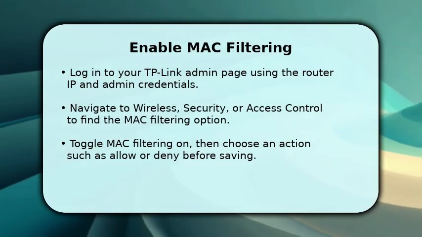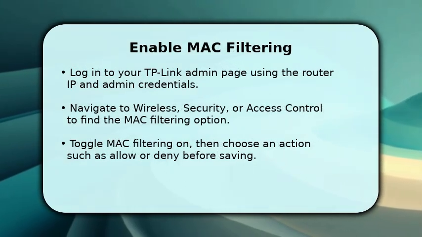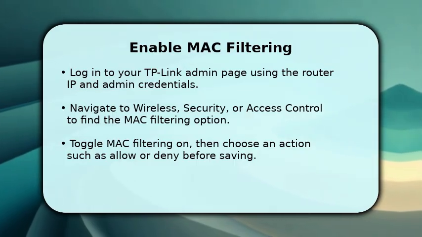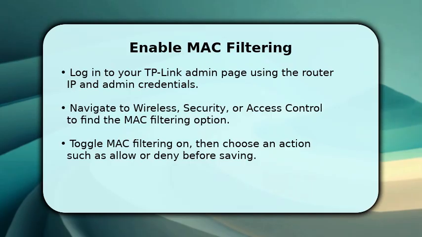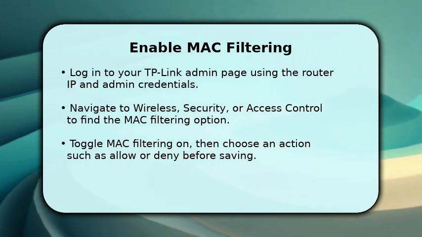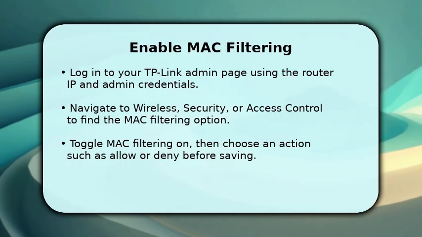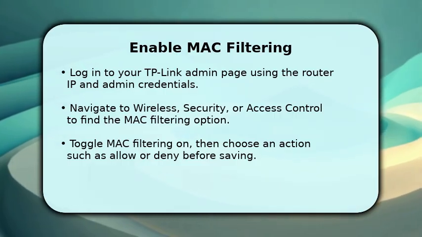Start by logging into the TP-Link router admin with your username and password. Next, open the wireless or access control area and locate MAC filtering, then enable the feature. Add device MACs using the exact format shown, select whether to allow or deny listed addresses, and save settings.